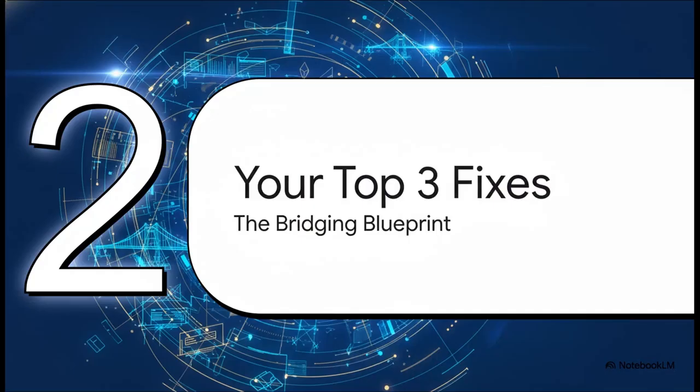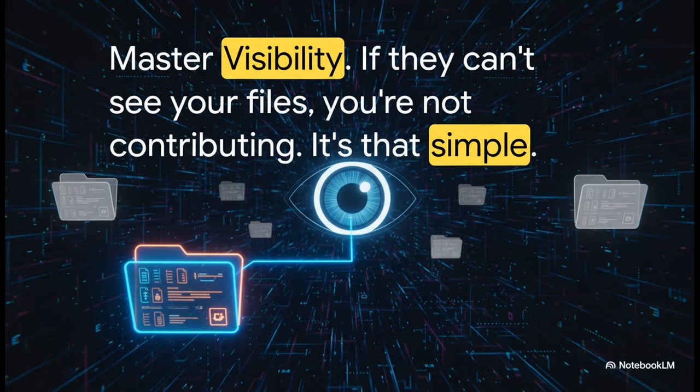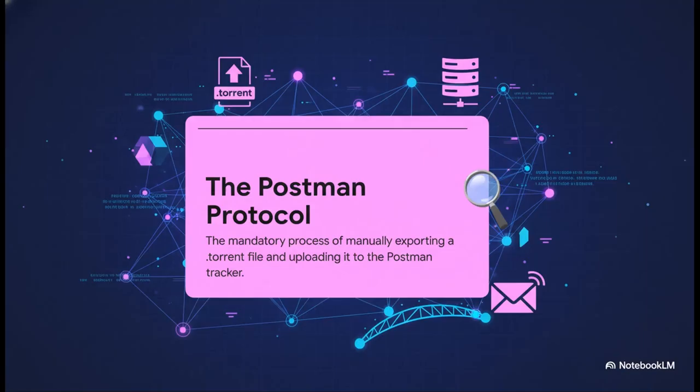So how do you become a really effective bridger? Well, we've gone through the technical stuff and boiled it all down into 3 critical fixes. This is your blueprint. First up, and this is by far the most important, you have to master visibility. It's dead simple. If other people can't see your files, you are not contributing. Period. The fix for this is something called the Postman protocol.